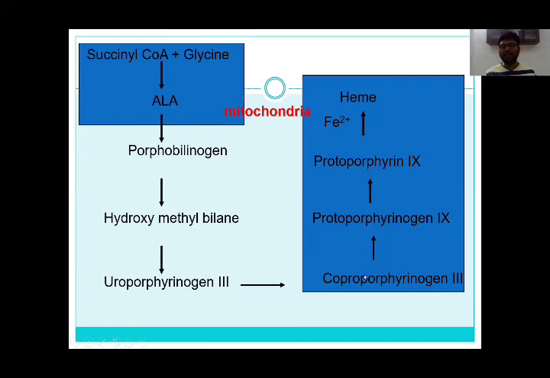Next, in the CPG, the propionic acid chains are converted to vinyl chains by CPG oxidase to form protoporphyrinogen 3 or protoporphyrinogen 9. Next, the 'gen' is removed. How? By oxidizing the bridges. The methylene bridge will be oxidized to methenyl bridge by the enzyme PPG oxidase to form protoporphyrin. Next, the ferrous iron atom is added by ferrochelatase to form our heme.